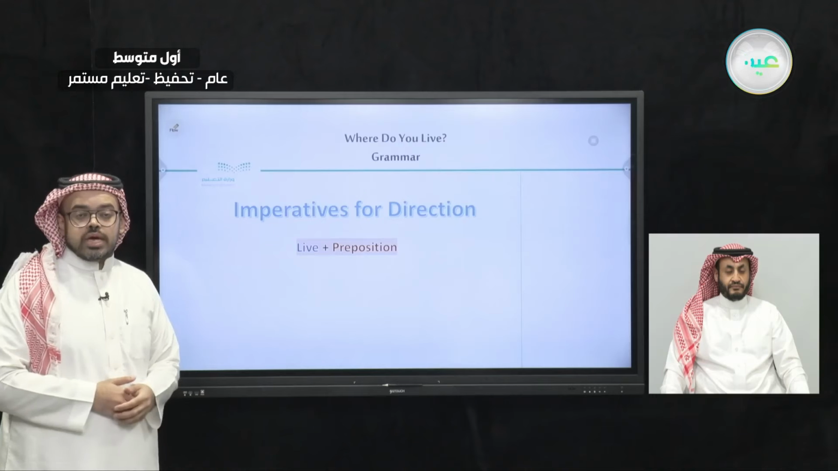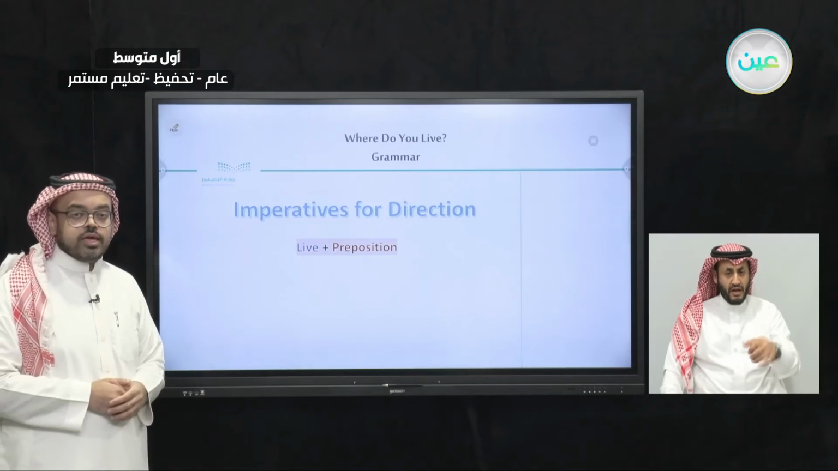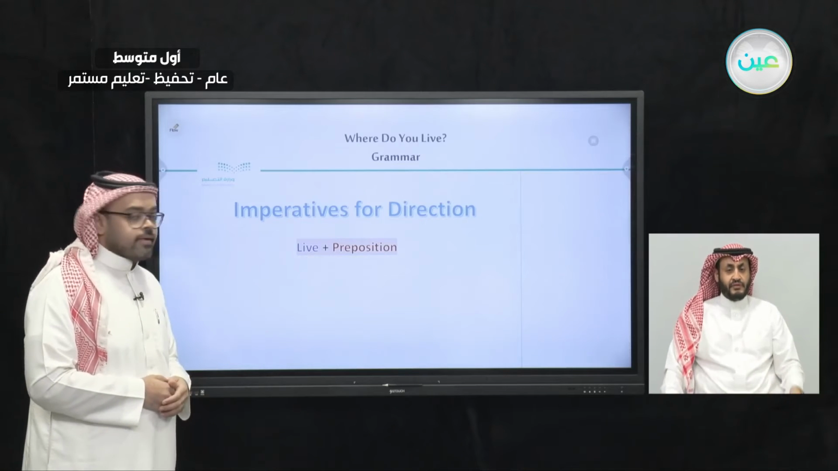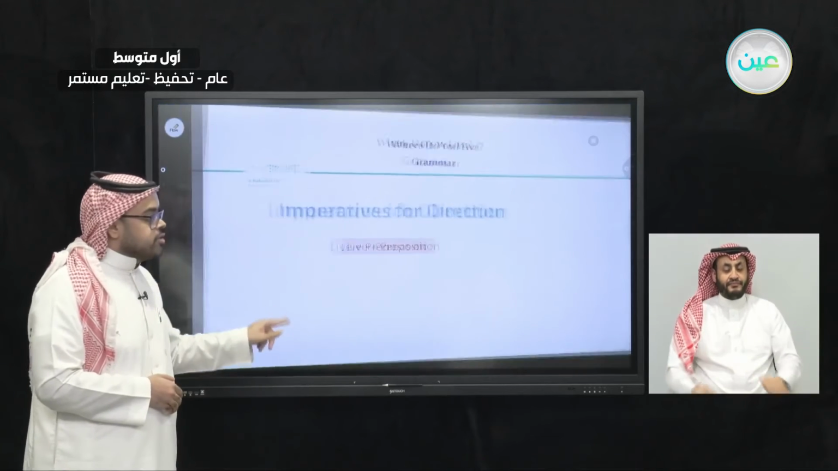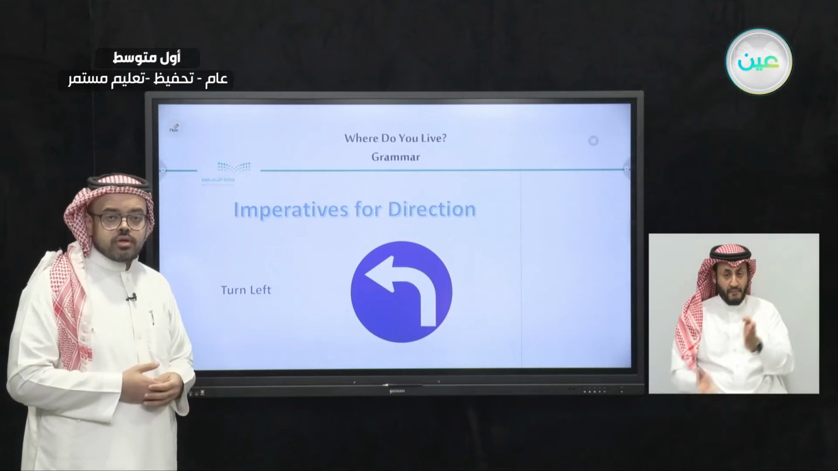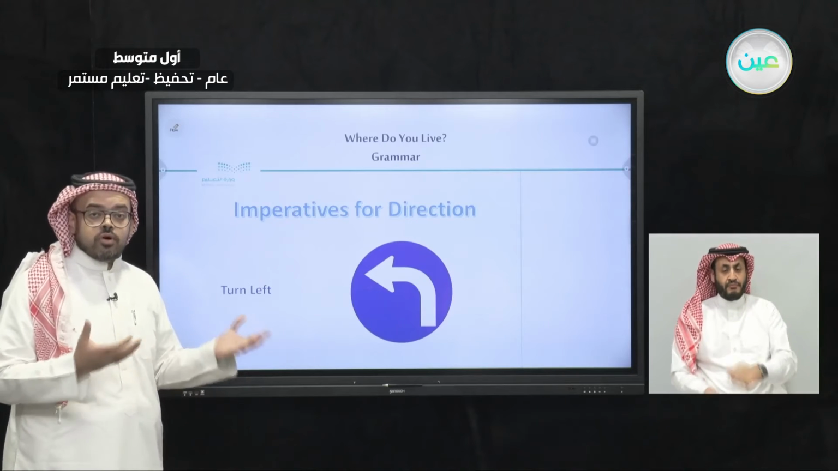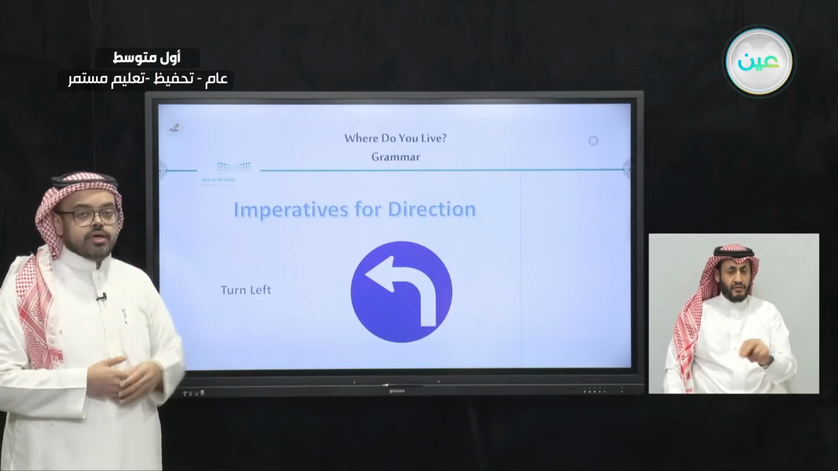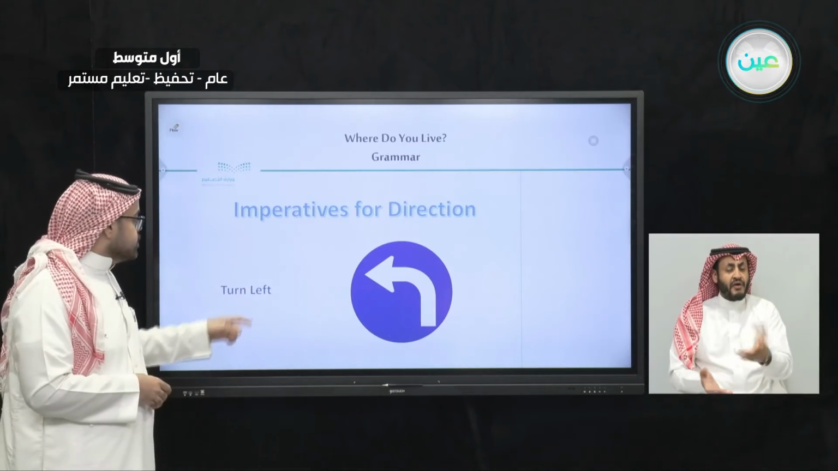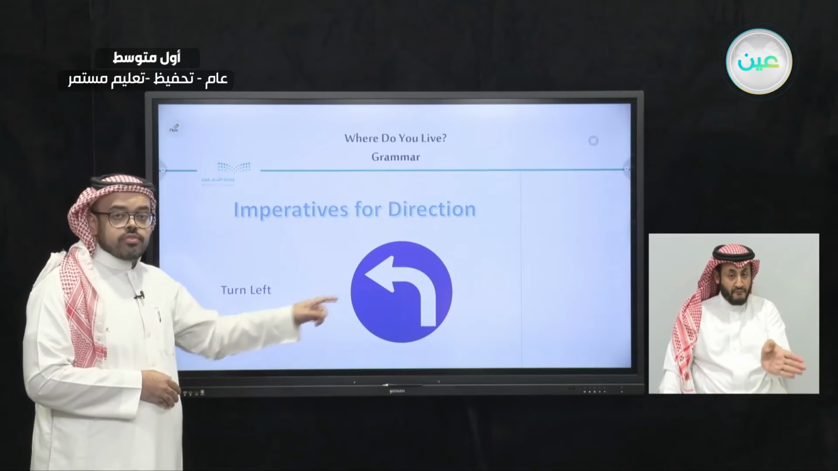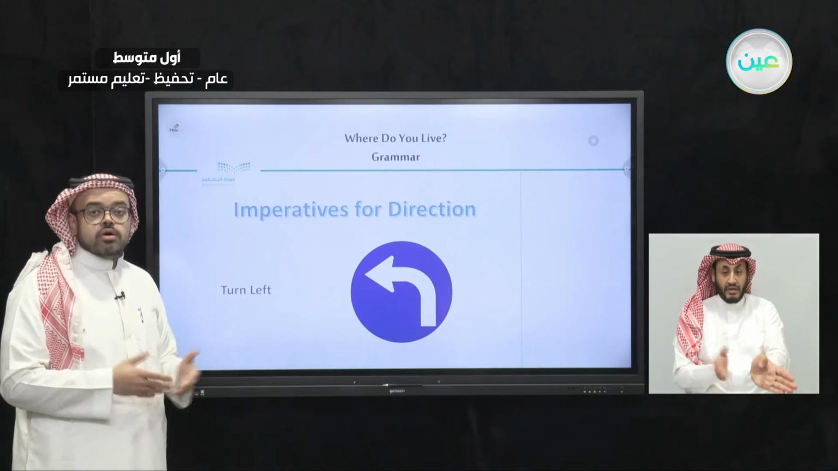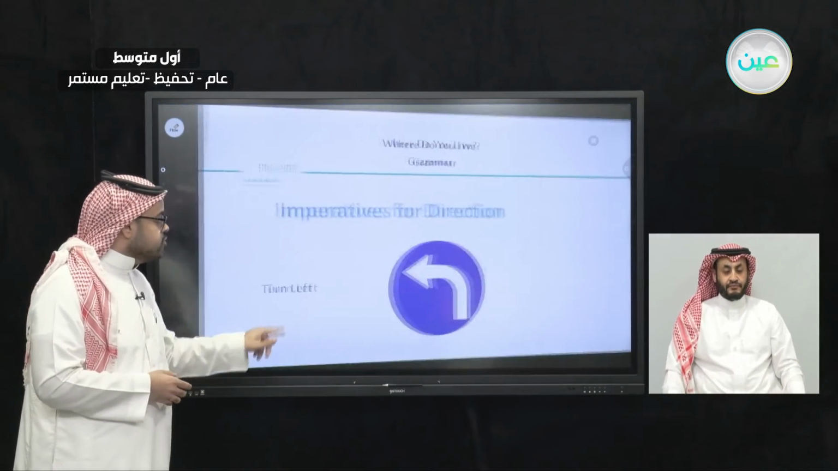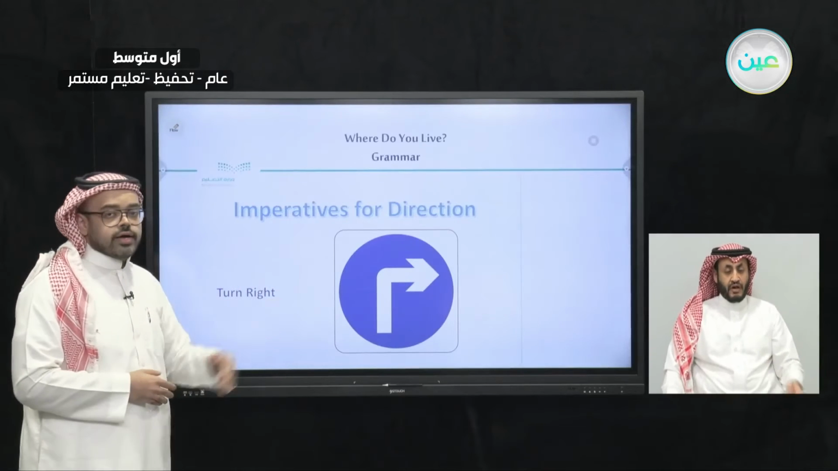The last part we have for our grammar rules for today is the imperatives. Imperative we use for direction, and we use imperative to give orders. We use imperative to give orders if we want to locate a place. For example, turn left. This sign means turn left. The other sign we have is turn right.